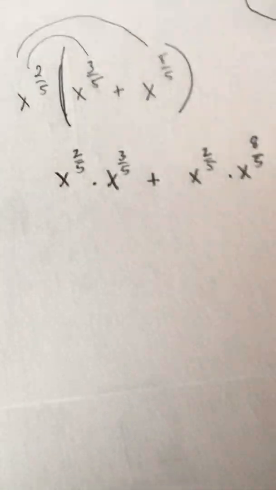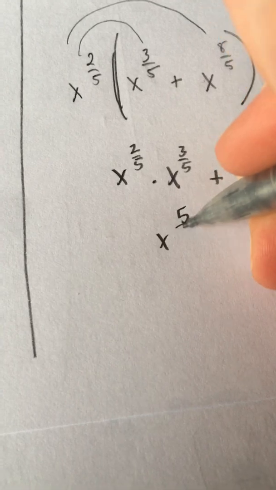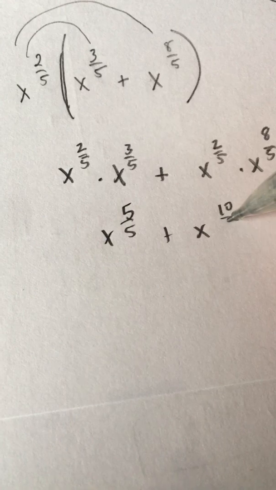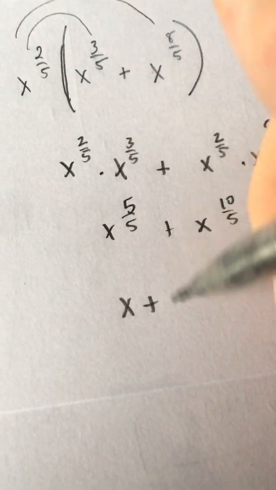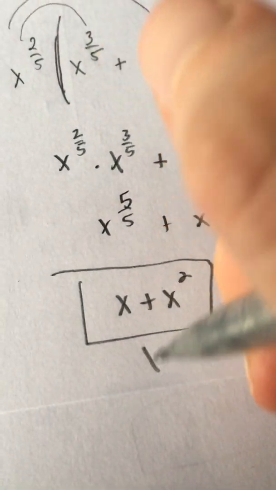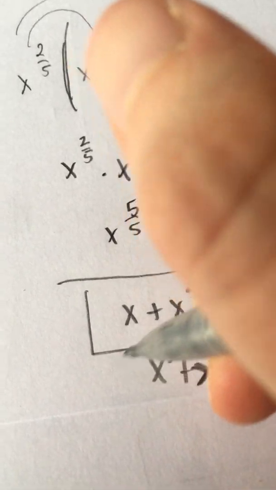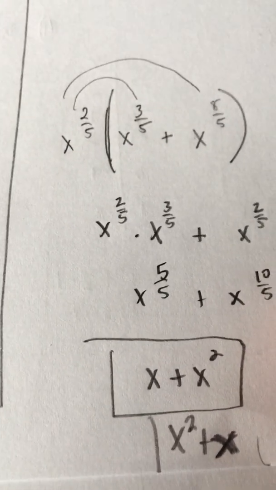And so now I see multiplication going on here, same base. I know that I can add these exponents. So I get x to the 5/5 plus x to the 10/5. And then I reduce. 5 over 5 is 1 and 10 over 5 is 2. These are not like terms. I could write this as x squared plus x. That would be standard form. So either way, but we can't do any additional work with that one because they are not like terms. All right, let's see what's next.